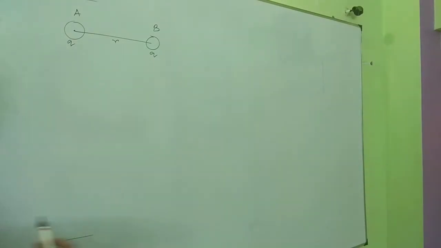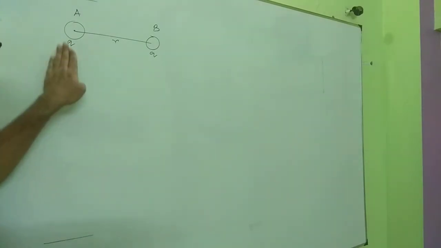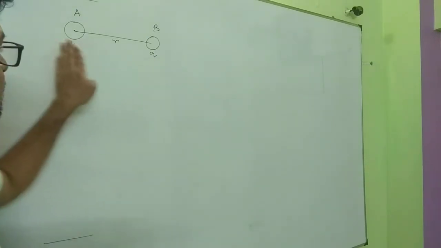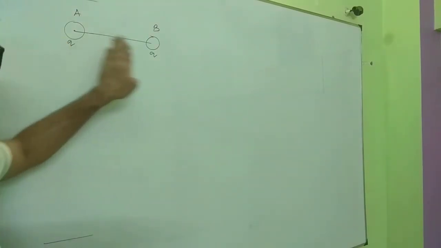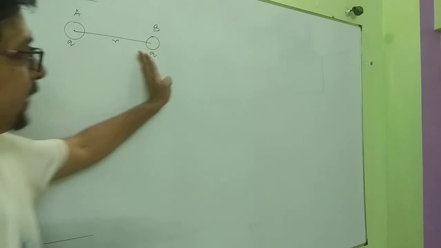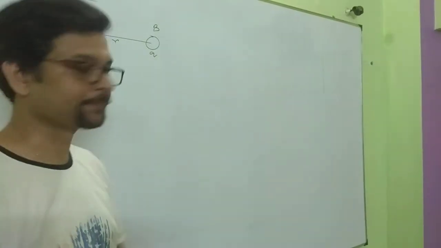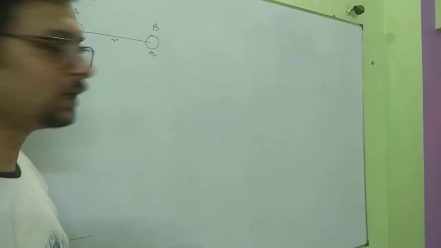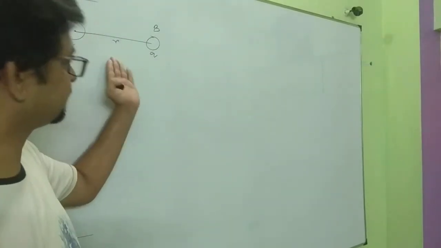Now the question is, if a third uncharged sphere C is first in contact with A, and then it is touched with B, and then removed, then what will be the percentage change of the force between the initial condition and the final condition?